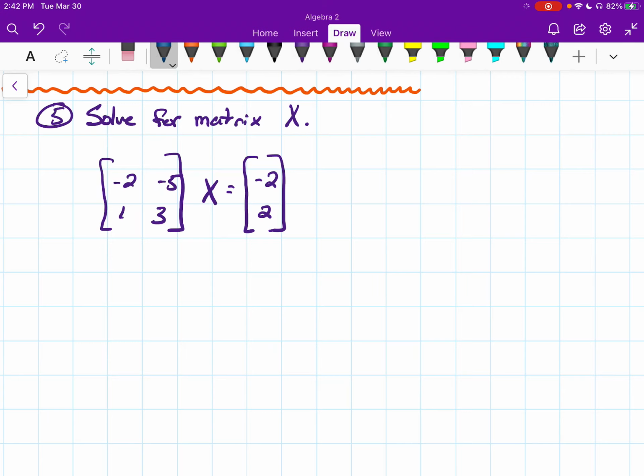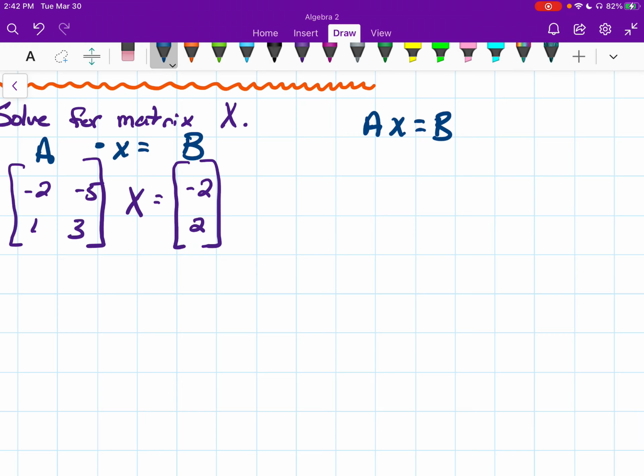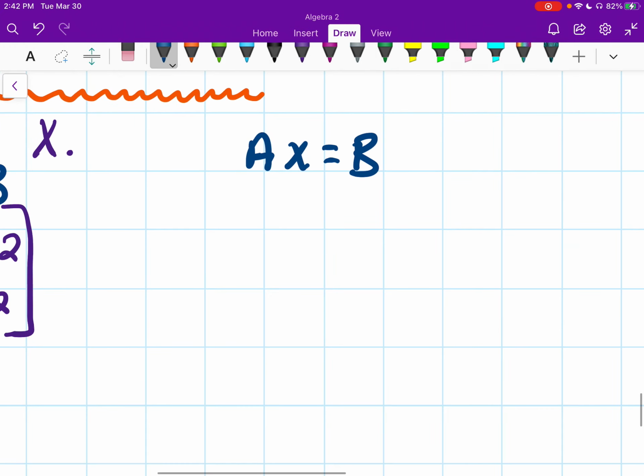If we had this, and I'm going to reword this and say that this is A and this is B. This is A times X equals B. AX equals B. All right. If it was written like this, what we would do here is we'd divide by A, and then we'd get X by itself, right? We'd say, well, X is equal to B over A. No dice, right? We can't divide matrices. We don't know how to do that.